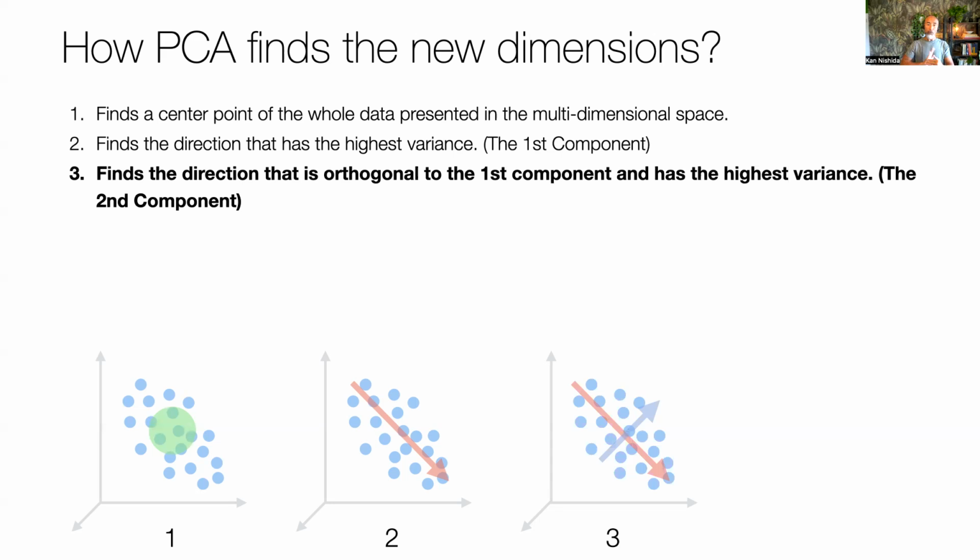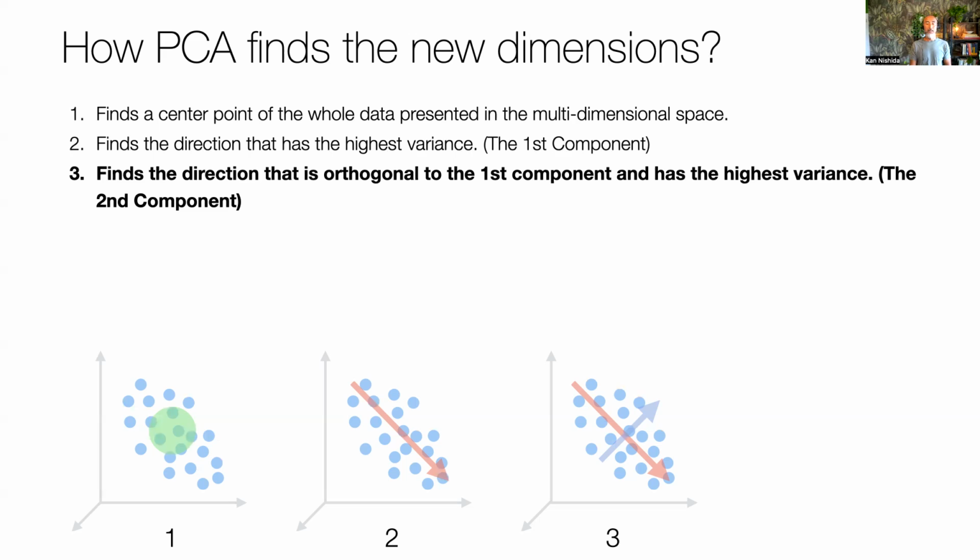It goes orthogonal to the first one, but has to go in the direction that has the highest variance, which becomes the second component, or second dimension. So now at this point, we have 2 dimensions. The reason we are doing this is to express as much information as the original data has.